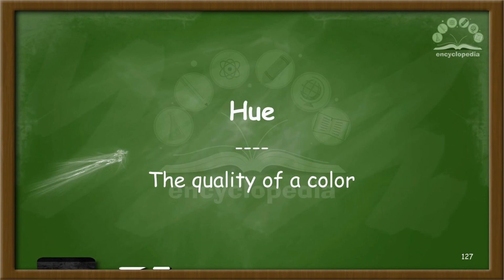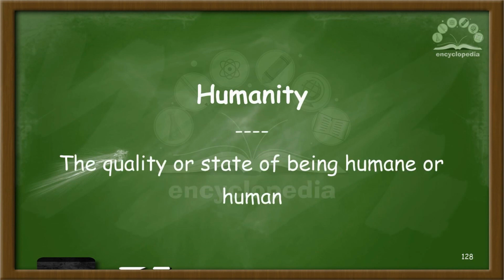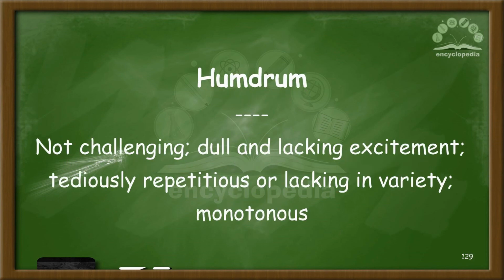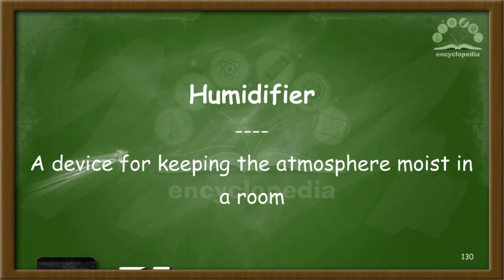Hue. Hue means the quality of a color. Humanity. Humanity means the quality or state of being humane or human. Humdrum. Humdrum means not challenging, dull and lacking excitement, tediously repetitious or lacking in variety, monotonous. Humidifier. Humidifier means a device for keeping the atmosphere moist in a room.